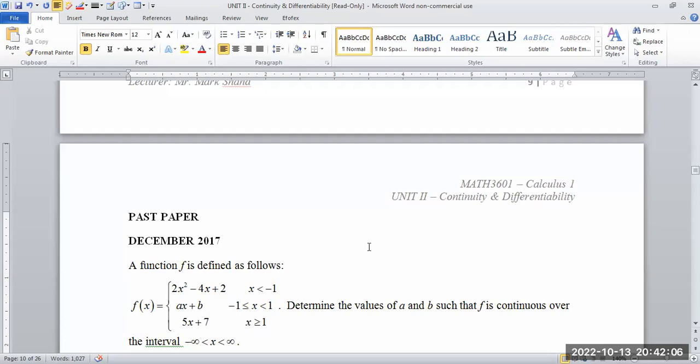Let's go. A function f is defined as follows. f(x) equals 2x squared minus 4x plus 2 for x less than negative 1; ax plus b for x greater than or equal to negative 1 but less than 1; and 5x plus 7 where x is greater than or equal to 1. Determine the values of a and b such that f is continuous over the interval x greater than negative infinity and x less than positive infinity.